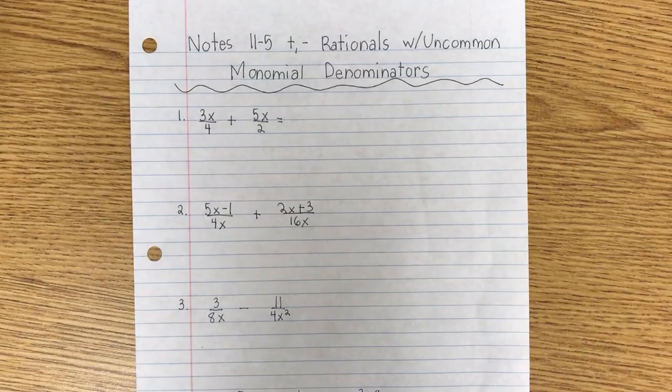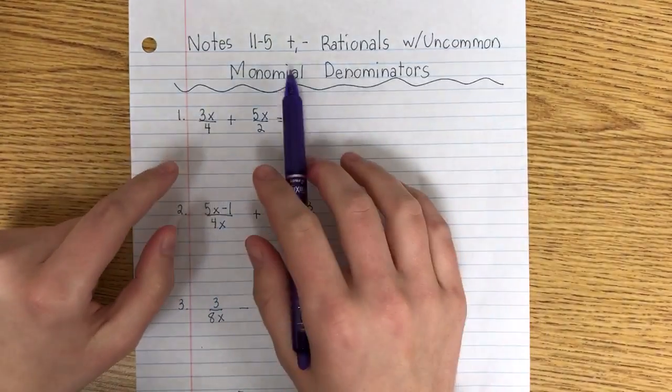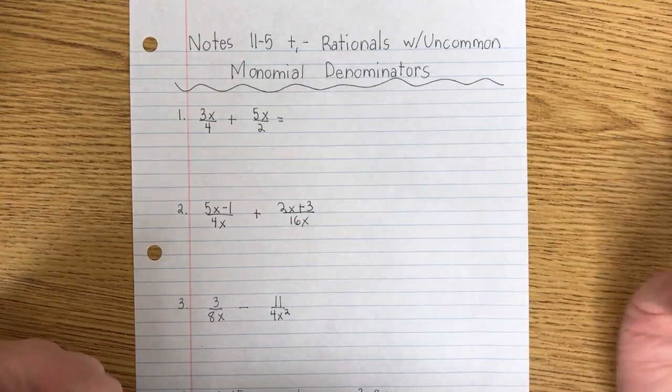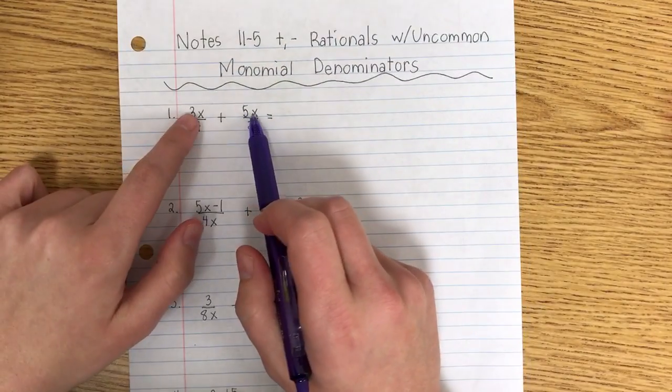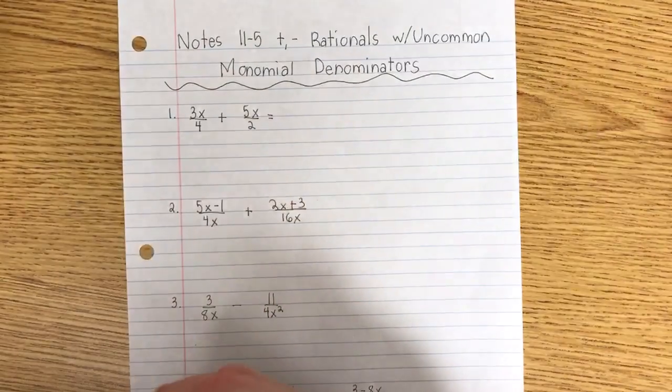Today we're looking at notes 11-5, add and subtract rationals with uncommon monomial denominators. What's nice about this lesson is that it's only monomial denominators, and we've dealt with that before when dealing with just regular old fractions. The only difference now is that we will have x's throughout the problem, or y's, or whatever variable.